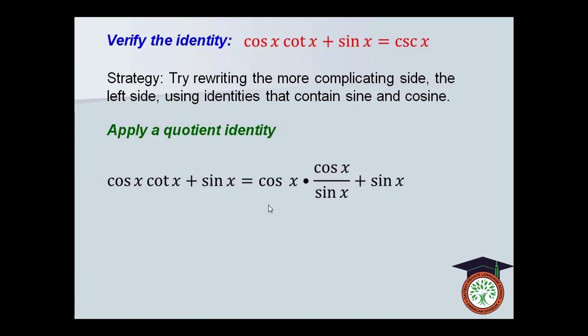Also here by multiplying, I will multiply these two parts together. So by multiplying, I can reach cosine by cosine equals cosine power 2 over sine, plus sine x. As we did in the previous question, here sine x is over 1, and we can't add two fractions with unlike denominators, and we must reach a like denominator, which is sine x.